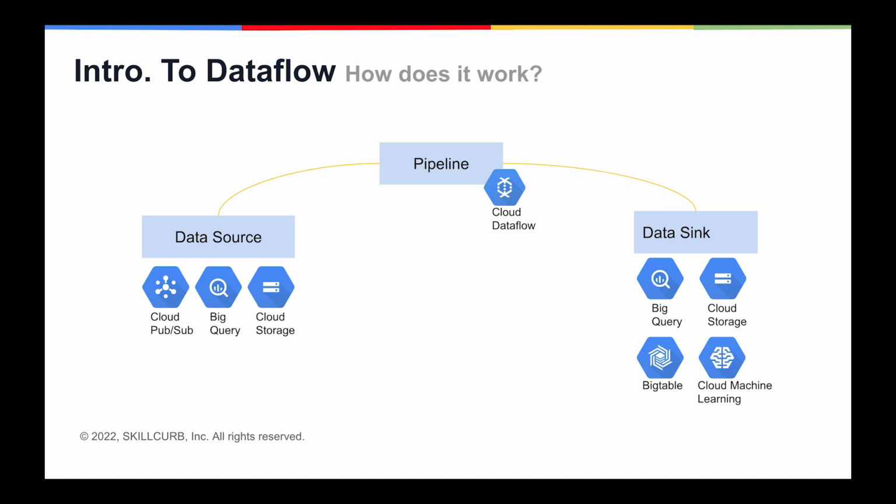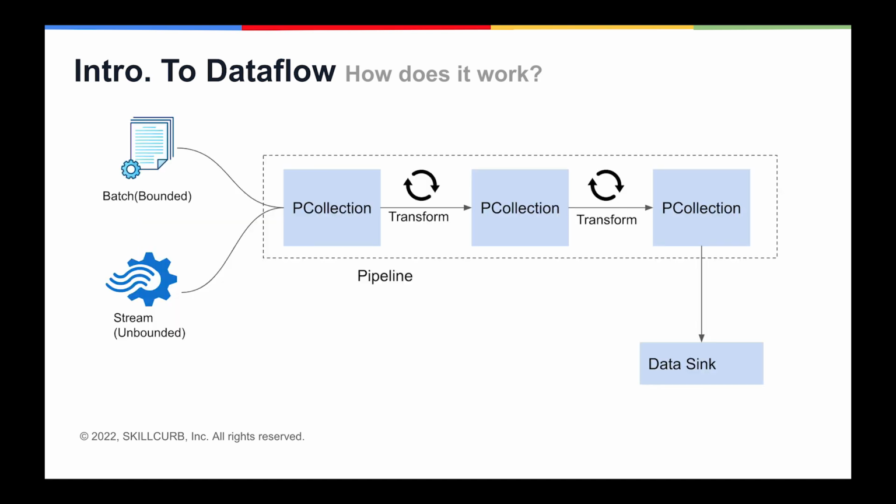BigQuery, Cloud Storage, and Cloud Pub/Sub are a few popular data sources. BigQuery, Bigtable, and Cloud Storage are frequently used data sinks. Data synchronization can be done via cloud machine learning. The pipeline is specified by the driver software. PCollections are utilized in the pipelines and serve to represent the data as it is altered.